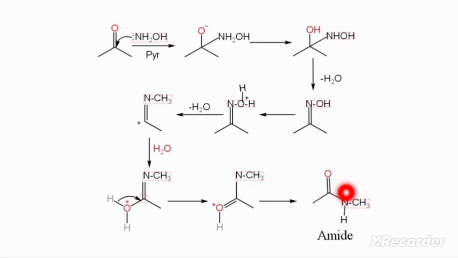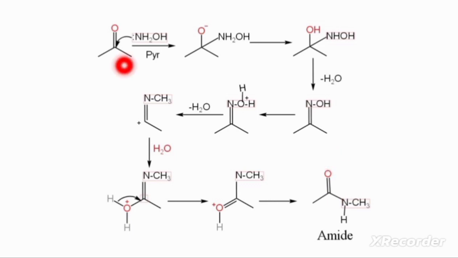You can see here nitrogen has one hydrogen. From where does this hydrogen come? It comes from here, the hydrogen which is attached to our oxygen is taken by nitrogen. Okay, so this is Beckmann rearrangement. It's a very simple reaction.